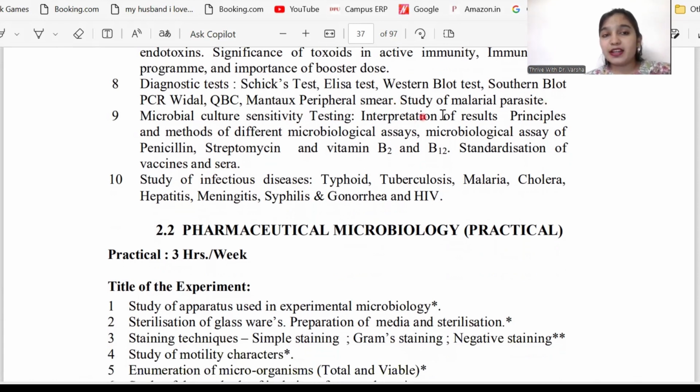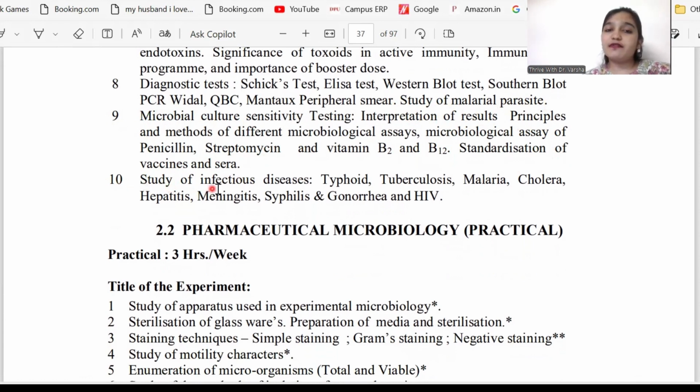Then study of malarial parasites, again that is also included in 8th chapter. That question will be for 10 marks, guys. Then ninth chapter, again it will be for 5 to 10 marks. Mostly it will be for 10 marks because there are assays. Then standardization of vaccines and sera, so this will be for 10 marks.